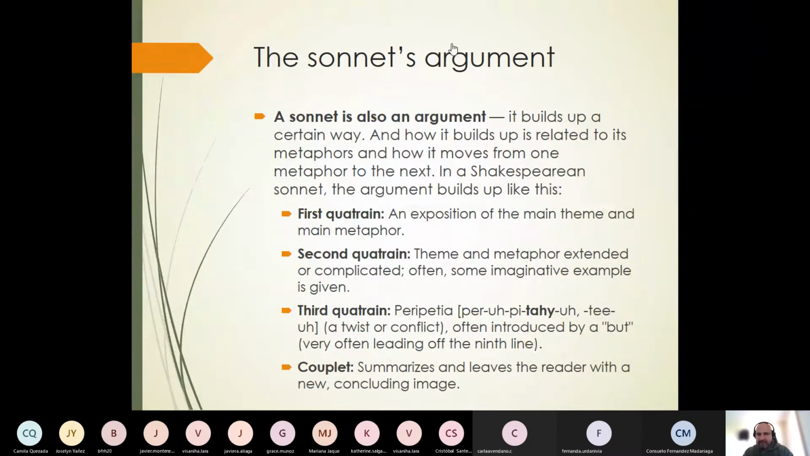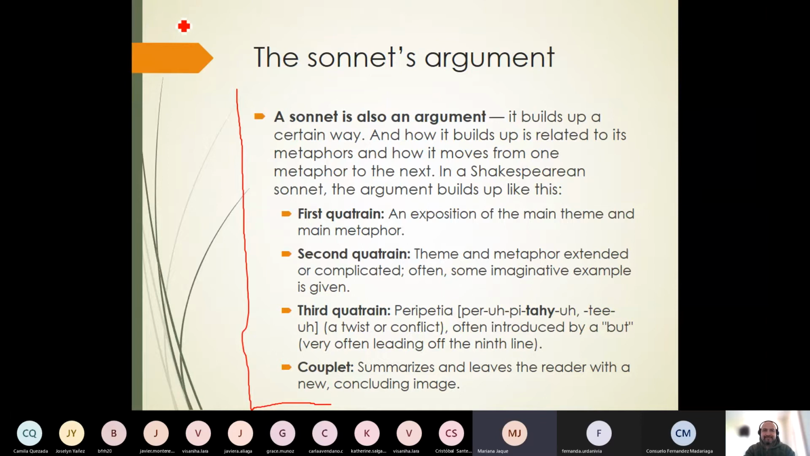So I'm going to ask someone's help with this slide, maybe Mariana Jaque. Mariana, do you mind reading this slide aloud, please? Yes. Thank you. Should I read the entire slide? Yeah. Okay.